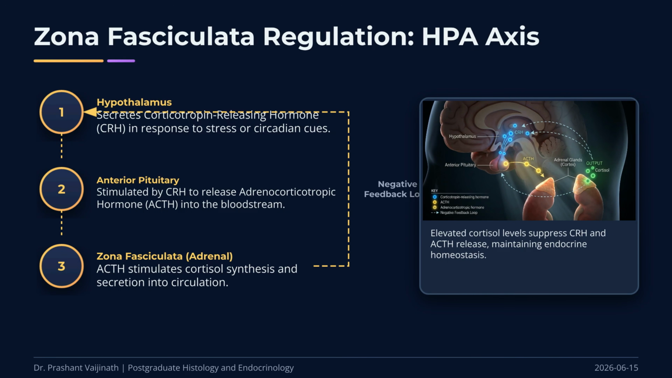The process begins in the hypothalamus, which releases corticotropin-releasing hormone, or CRH. CRH stimulates the anterior pituitary gland to secrete adrenocorticotropic hormone, known as ACTH.